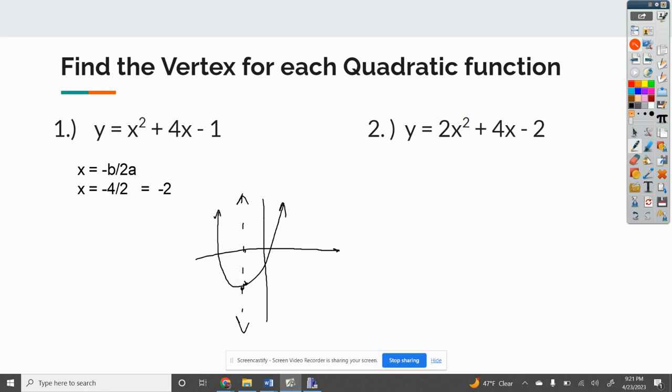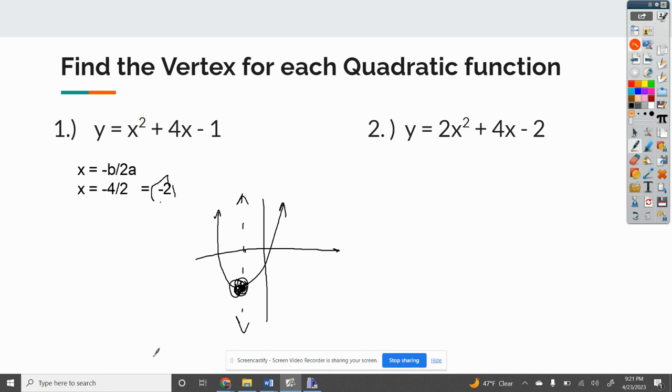I don't know where that point is right now, this vertex down here at the bottom. But I did just find part of it. So I know that its x coordinate is negative 2. So now what I'm going to do is take this negative 2 and plug it back in for x in our equation.